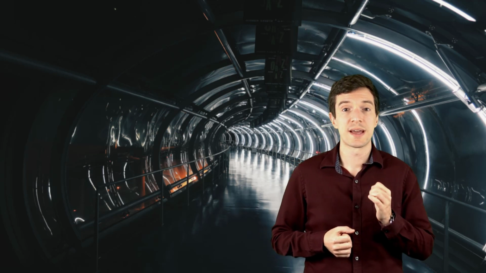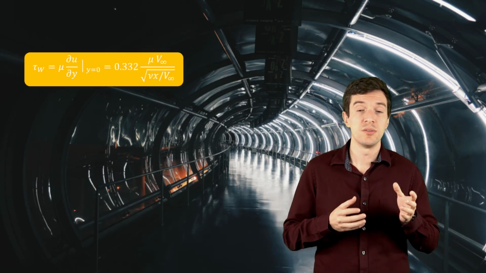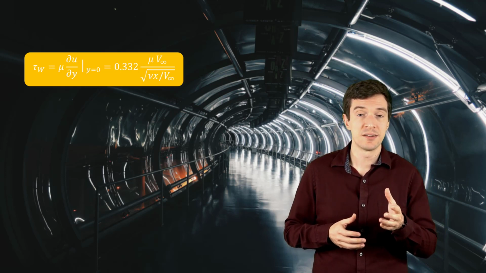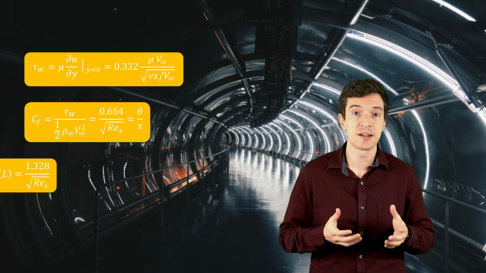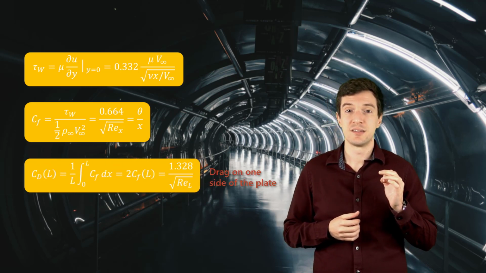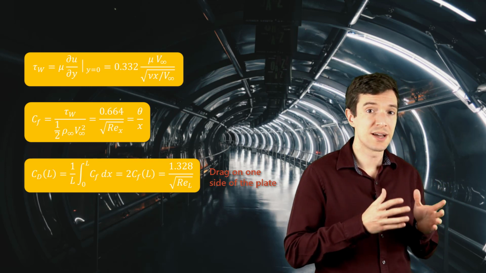Last, we can estimate the wall shear stress based on the velocity gradient at the wall and calculate then the friction and the drag coefficient. Note that the expression is only accounting for one side of the plate.